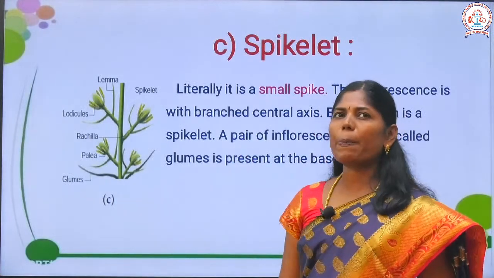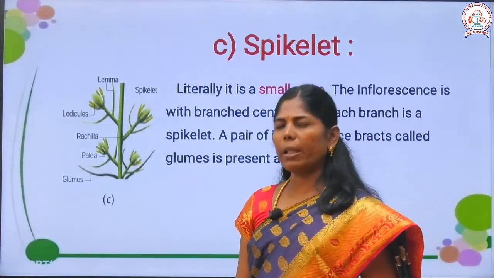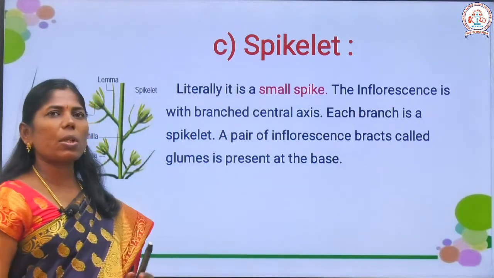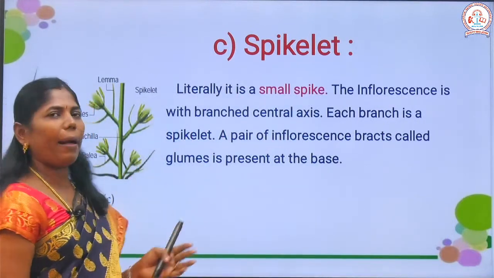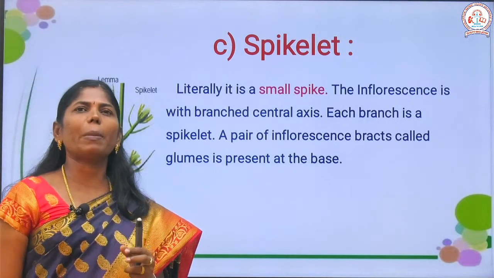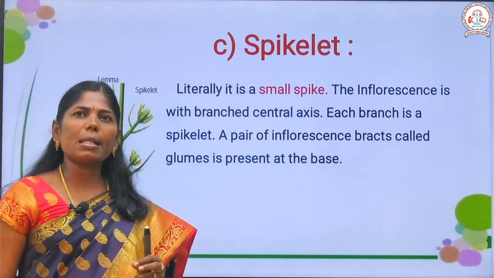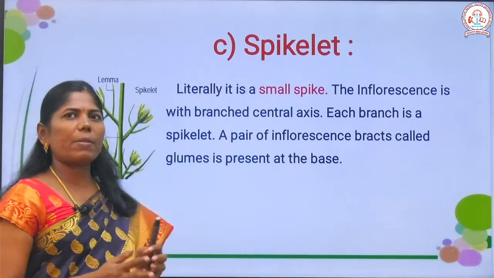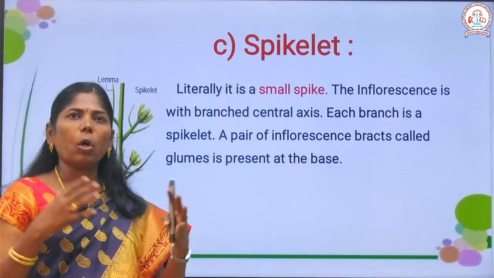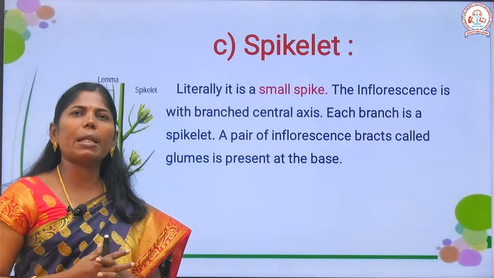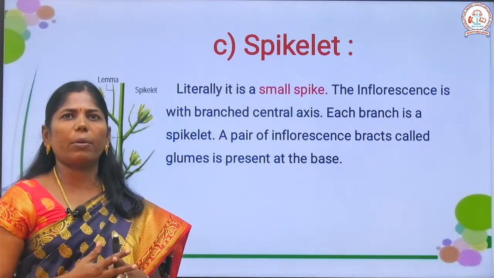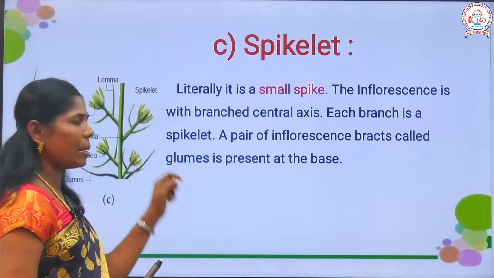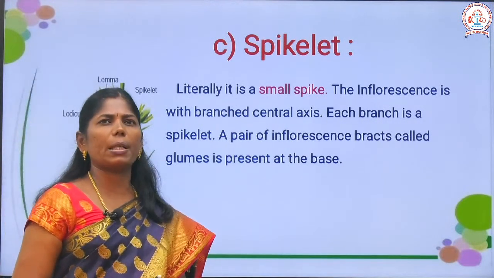So, the next one is the spikelet. Okay, the spikelet is a very important inflorescence. We can see it in the structure of rice. We can see this character in the inflorescence of paddy. So, this is a simple spike. A simple spike is without branches; we cannot see any branches. But in a compound spike, we can see a branched central axis. Each branch here is a spikelet. We call each branch a spikelet. That arrangement is called a spikelet.